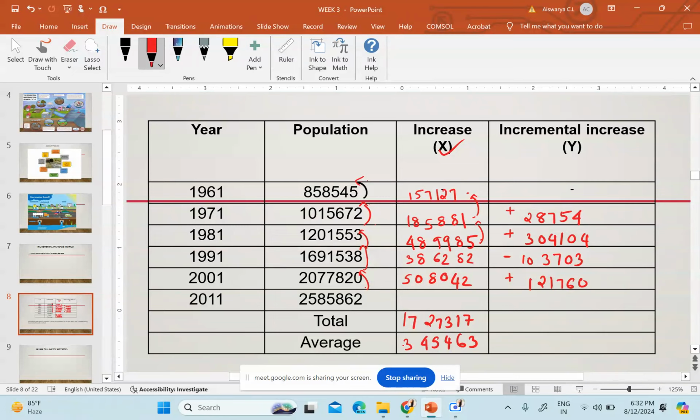Then you have to calculate the total again. Add all of these, take the summation, and the total you will get is 350,915. Then take the average of these four values. The average value is 87729. So this is your basic analysis from the year 1961 to 2011.